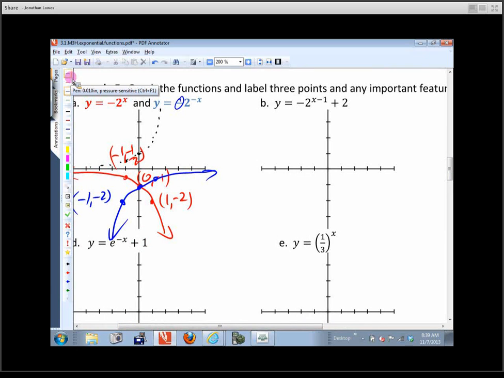Okay, the parent graph is the same graph of exponential base 2. So it goes through here, here, and here. That's what the parent graph looks like. And then we want to figure out, what does that do? What does that do? And what does that do?